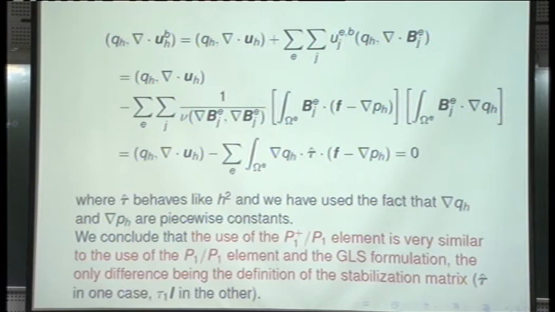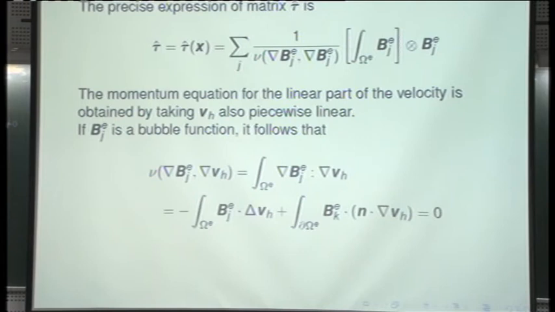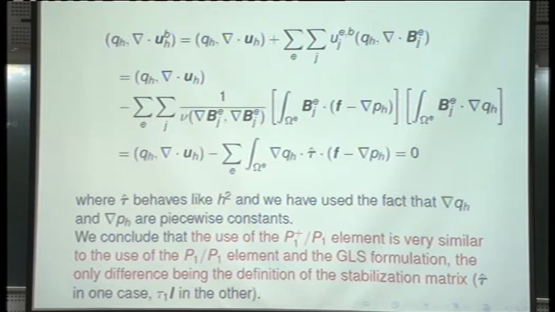Now, what do we have if we look at this expression? In this case, q is linear, and therefore the gradient of q is constant within each element. The gradient of the pressure is also constant within each element. So we can rearrange this term. We can play a little bit with this term.